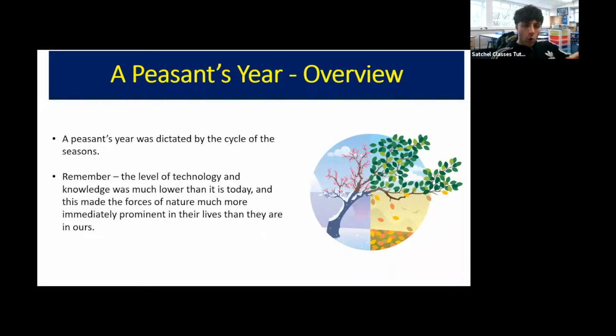And because they've not got that high level of technology that we enjoy today, the forces of nature, like the cycle of the seasons, are much more immediately prominent in their lives than they are in ours. They've made much more of an impact. You could do very little about them. You sort of had to go with them. And that's what we're going to see in terms of the year in the life of the peasant.